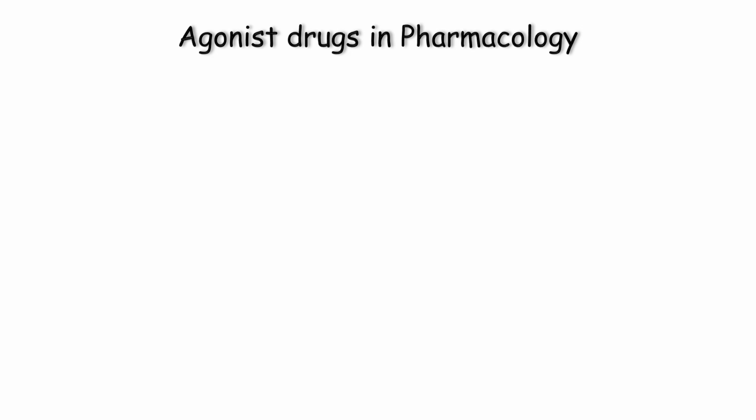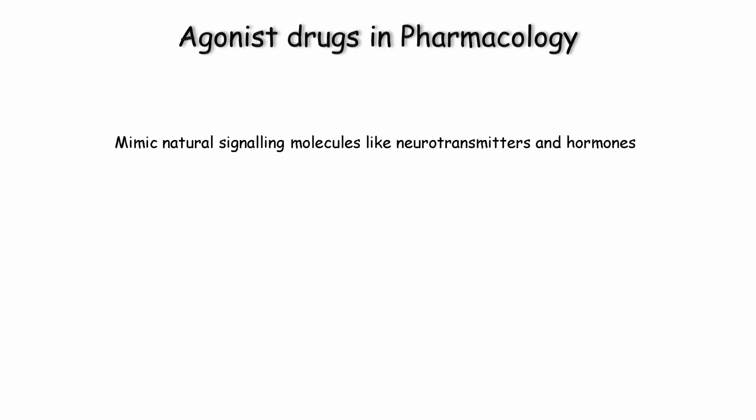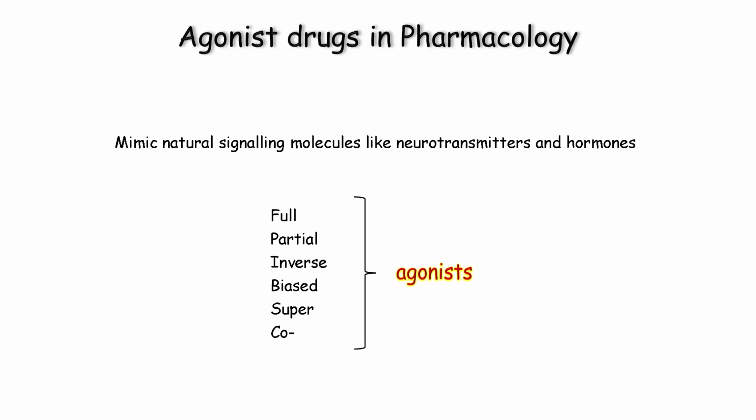Agonist drugs mimic the action of natural signalling molecules, such as neurotransmitters and hormones. There are different types of agonists that do this in varying ways, known as full, partial, inverse, biased, super, and co-agonists. I will explain what defines each of these agonist types.